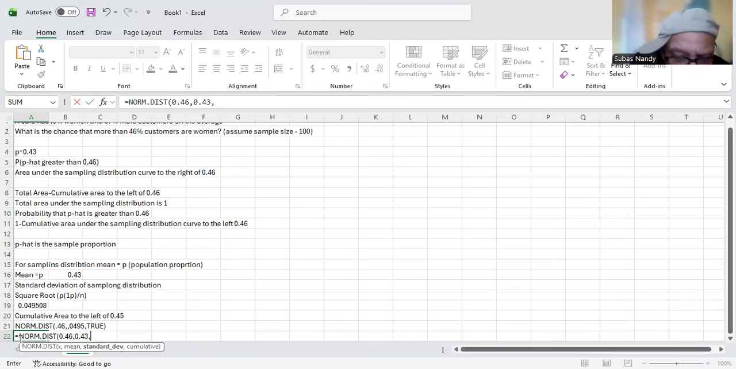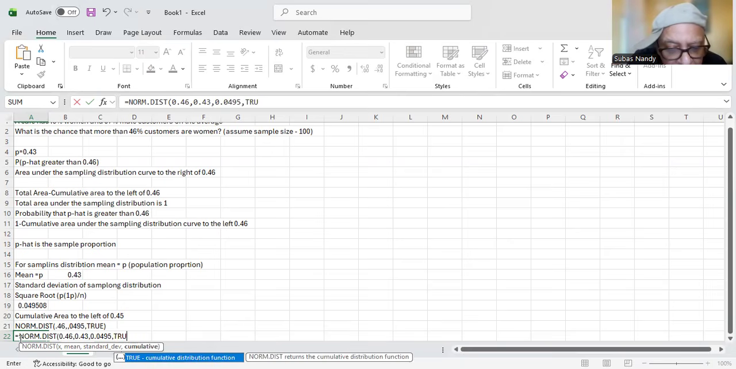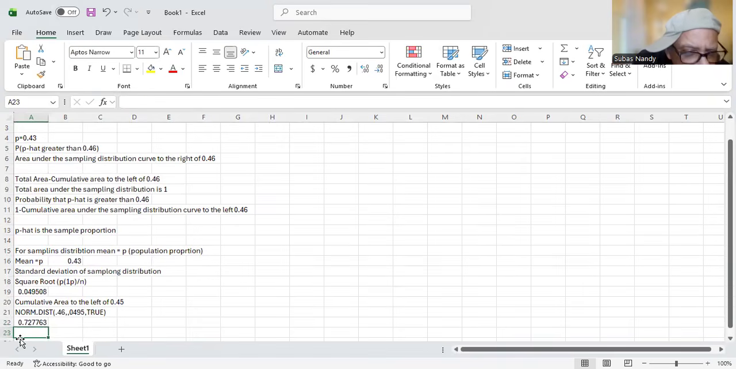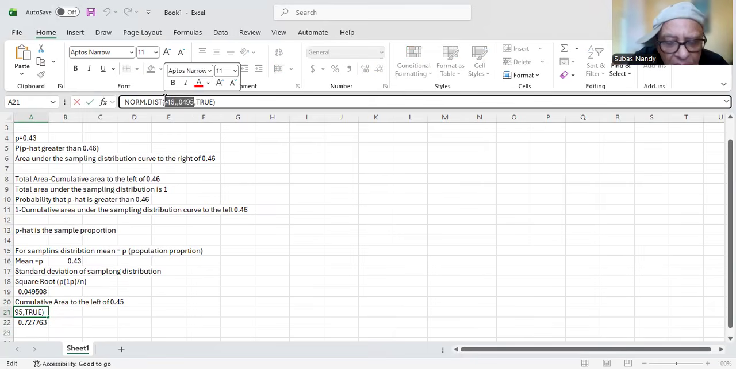Then it wants the standard deviation, which is 0.0495, and then true, because I want the cumulative area. Okay, and hit. So here I should say cumulative area is used norm dist. Let me clear it out. Is mean x value or 0.46 before the standard deviation. We should put in the mean value 0.43 and then a comma. Okay, that's the way to use the formula.